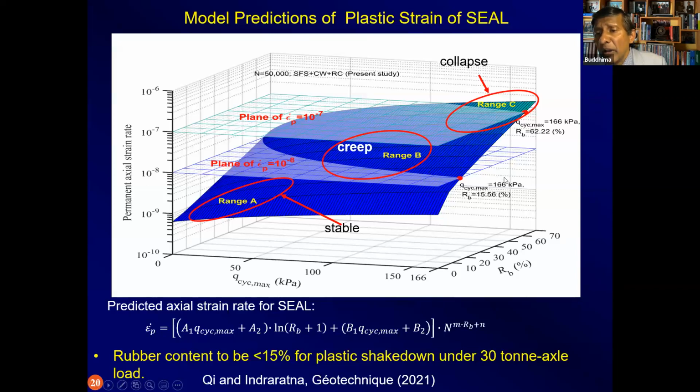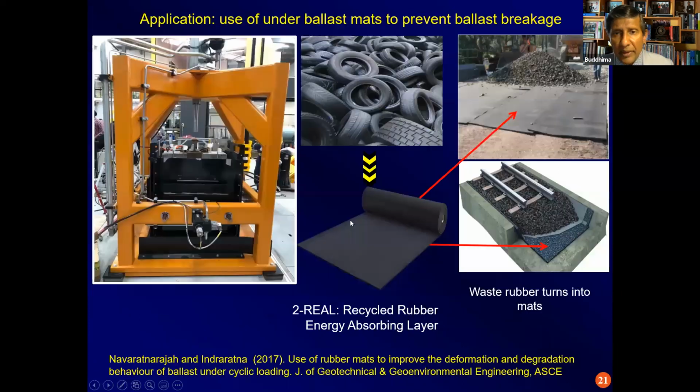When you go to the top, you have high rubber content and high plastic strain rates, and of course the deviator stress has to be much larger than 100 kPa in this range, and that is the incremental collapse. So in order to design infrastructure well, whether roads or railways subject to cyclic stresses, you need to be in that range between range A and range B.